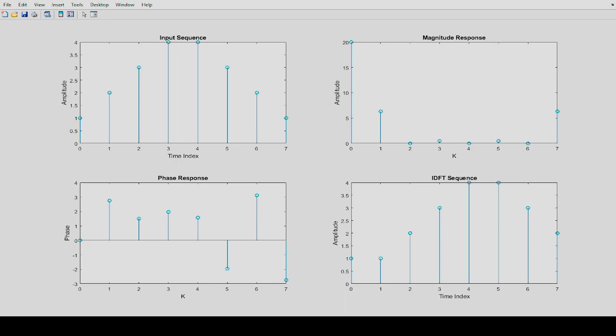So you can see, for the input sequence, the values will be the input that you already stated: 1, 2, 3, 4, 4, 3, 2, 1. For the magnitude response, it starts with 20.